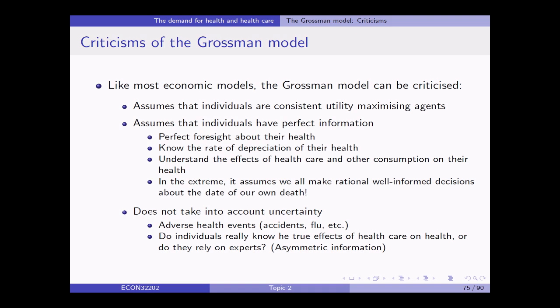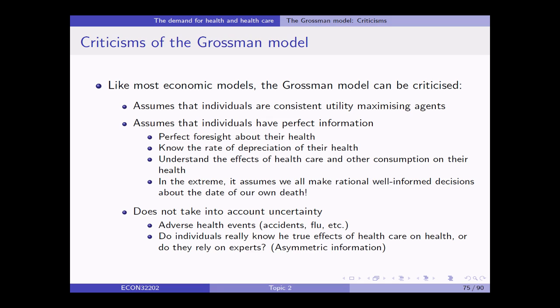So it still assumes that people are consistent utility maximising agents, and as we've said, there is overwhelming evidence that that's just not the case. So people do things that are completely inconsistent with maximising. Even if that's as minor as crossing the road without the green light, that is not consistent with the Grossman model, because people shouldn't do that, because there is a non-zero probability that could lead to an adverse health event.